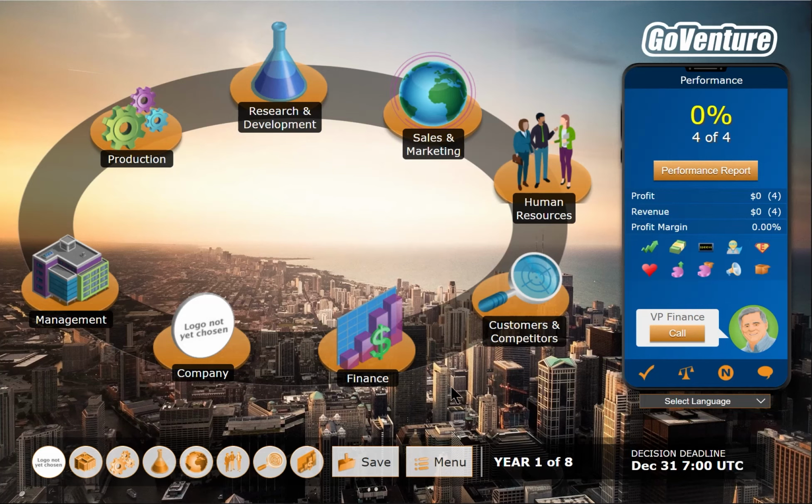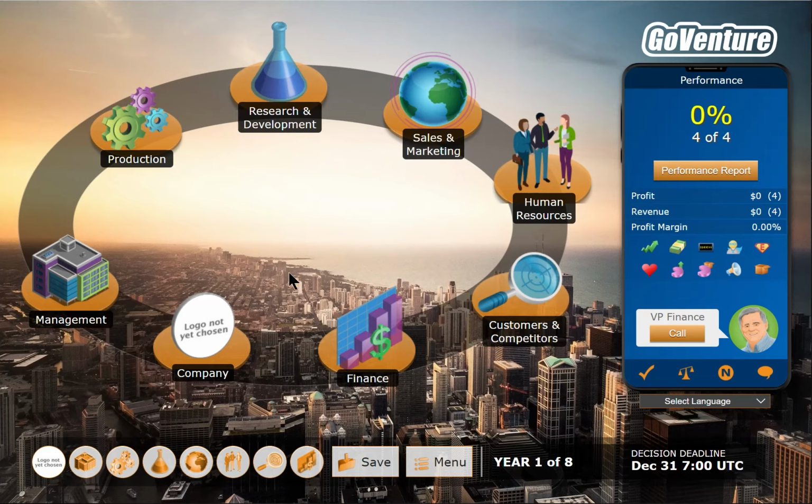This is the main interface of the simulation. We're going to be running a business and making decisions for that business. In most cases, we may be producing or manufacturing a product or offering a service, and selling that product or service to customers. Now, GoVenture CEO is very customizable. The product that we're selling, the industry that we're in, and the budget that we have available will all be different based on the settings that your instructor has chosen for you. In my case, we're going to be playing a particular type of simulation. Your interface will look the same as mine, but there will be some differences.